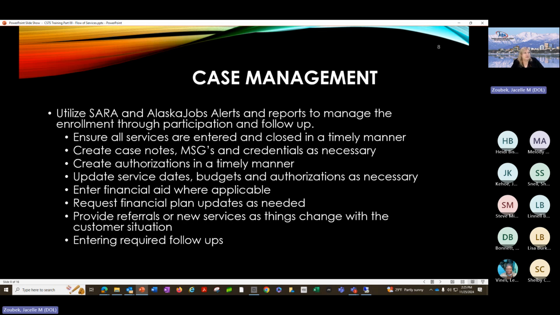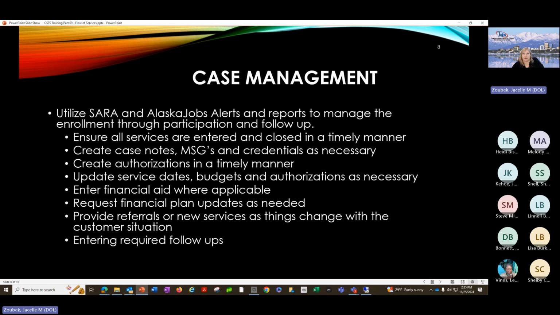Case management. Again, you can utilize Sarah and Alaska Jobs alerts and reports to manage that enrollment through participation and follow-up. Ensure all your services are entered and closed in a timely manner. Create case notes, measurable skill gains, and credentials as necessary. I know this says create authorizations in a timely manner, but I know you guys don't do that in the system. Update service dates, budgets as necessary. Enter any financial aid where applicable. Again, the requirement is for Pell Grant, but you can enter any additional financial aids that you wish.